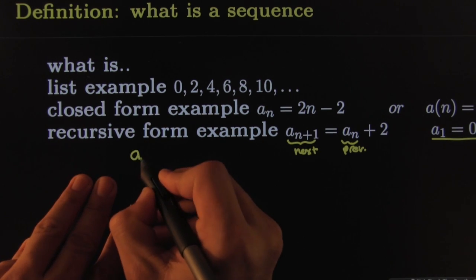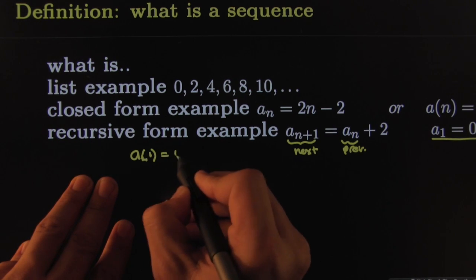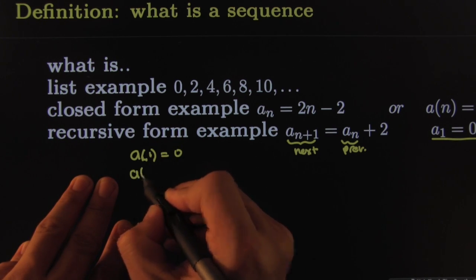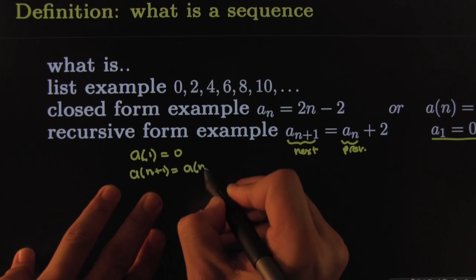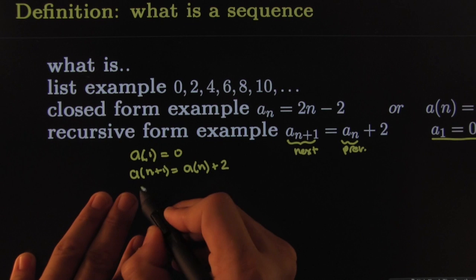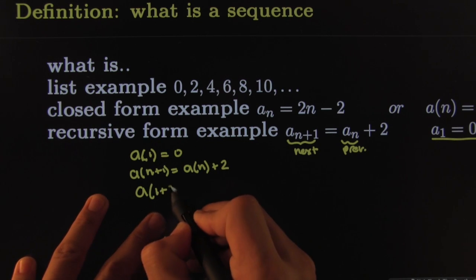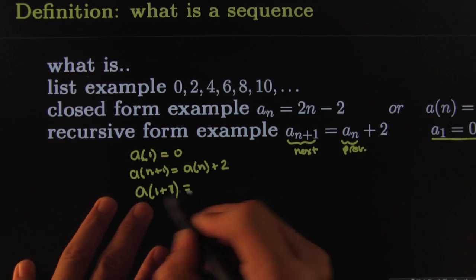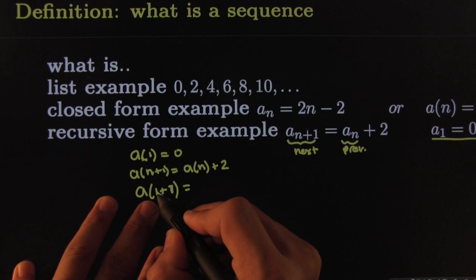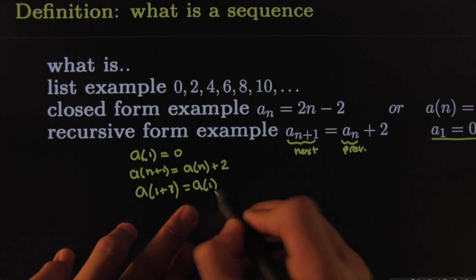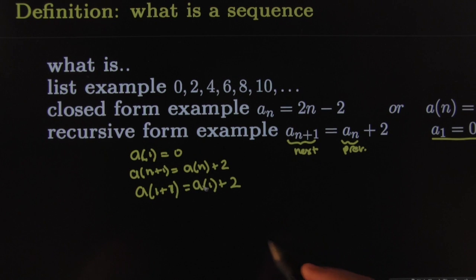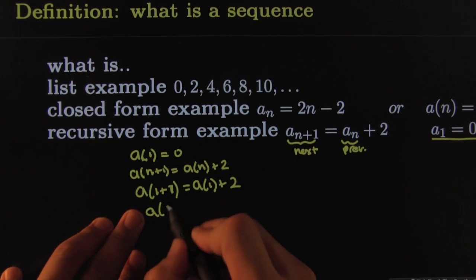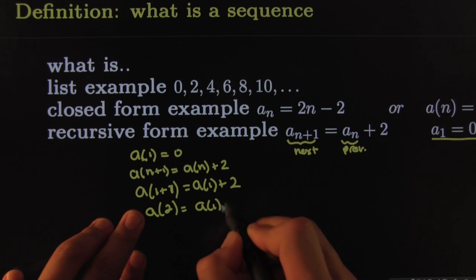So a1 is given to be, here I'll use my function notation, a1 is given to be 0. To get a(n plus 1), all you need to do is take the previous one and add 2 to it. So in other words, to get the a2 term, 2 would mean 1 plus 1, you get a1 plus 2. That is plugging in a 1 wherever you see n, and you get that. So a2 is equal to a1 plus 2.